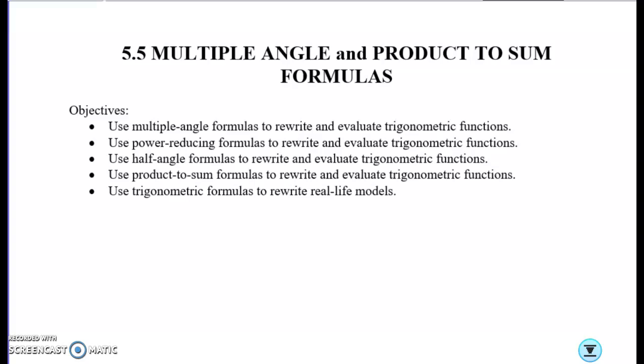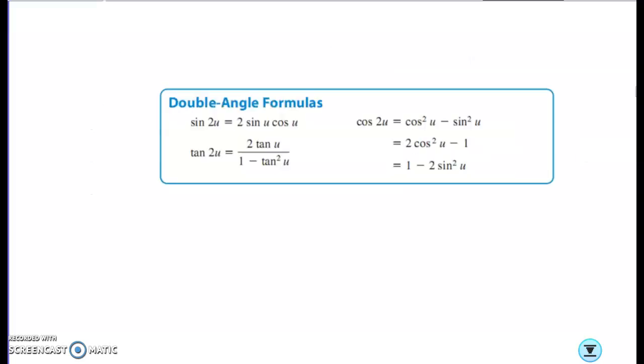Today we're going to start our next section, which is 5.5, and we're going to talk about many different types of identities in this section. The first one that we're going to deal with today is called the double angle identity. So this whole section is about multiple angle identities and changing things from a product to sum and a sum to product. These are definitely formulas that you're going to use again next year in calculus.